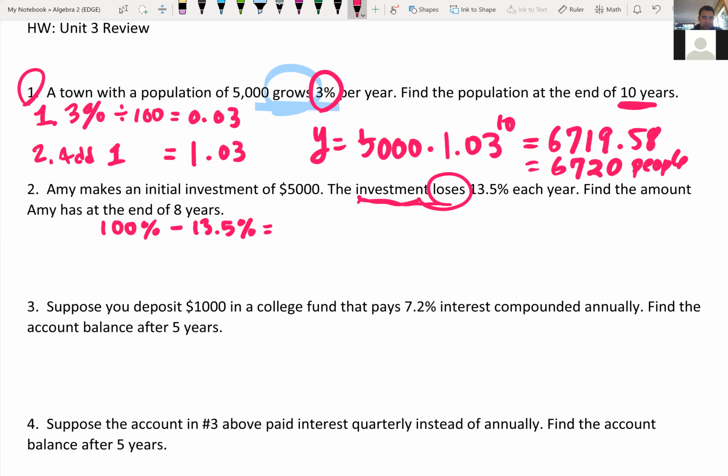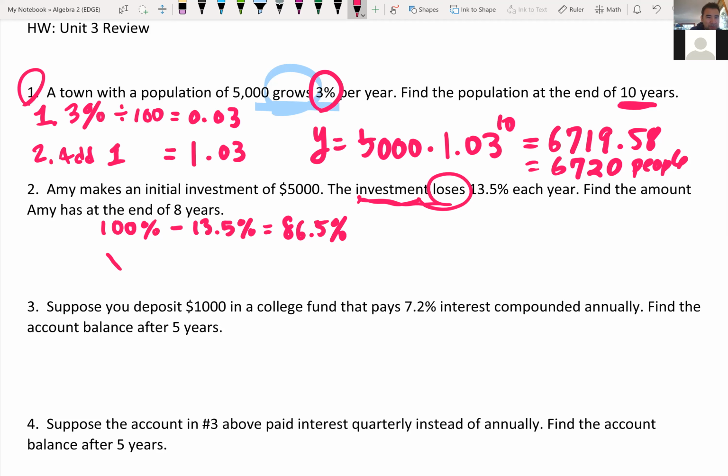100 minus 13.5 is 86.5%, because you're interested in how much you still have. What is the rate of retention? You know that you lose 13.5%, but how much do you still get to keep? And that 86.5% is the rate that you want to use. So you subtract 13.5 from 100%, and then you get 86.5%.